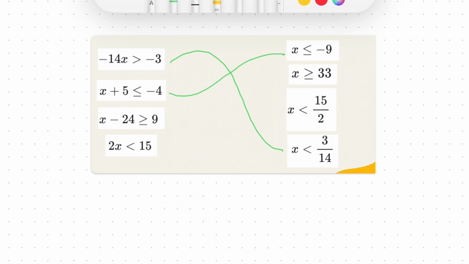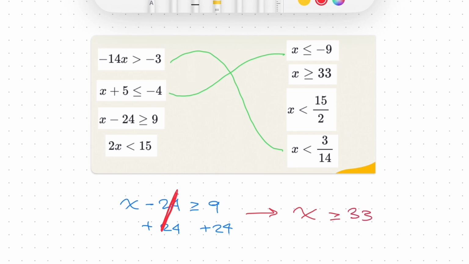Our third inequality says that x minus 24 is greater than or equal to 9. To solve this inequality, we add 24 to both sides, which cancels out the negative 24 from the left-hand side. And this gives us a final inequality of x is greater than or equal to 33.